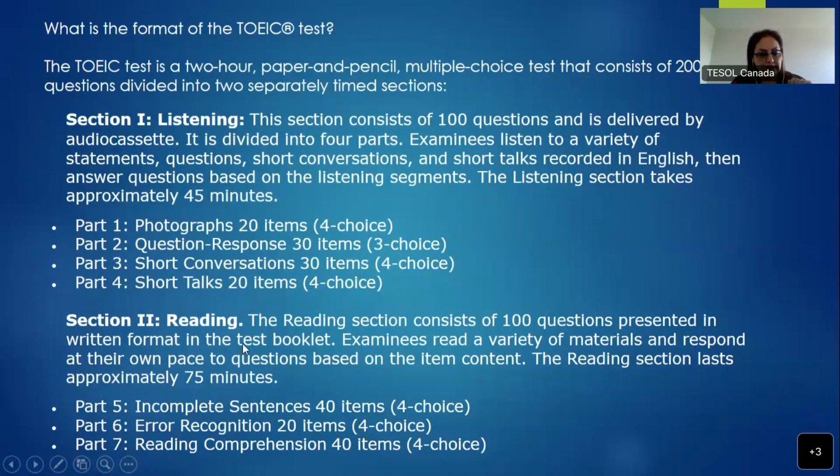Section 2, the reading, there are 100 questions in written format. They have to read a variety of material and respond at their own pace to the questions. It lasts about 75 minutes. Part 5, incomplete sentences, there are 40 items. Part 6, error recognition, 20 items. And part 7, reading comprehension, 40 items. You will see the number of the questions and the style of the questions varied in different exams.